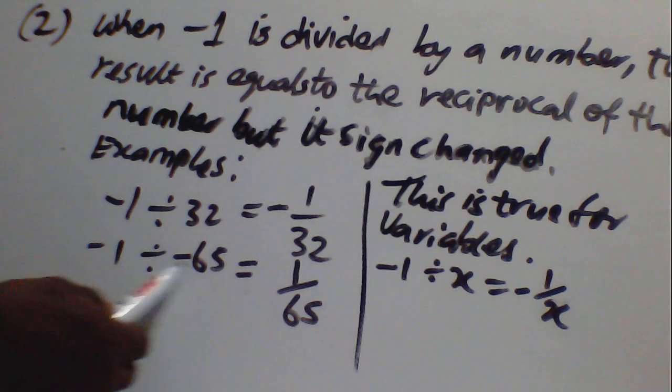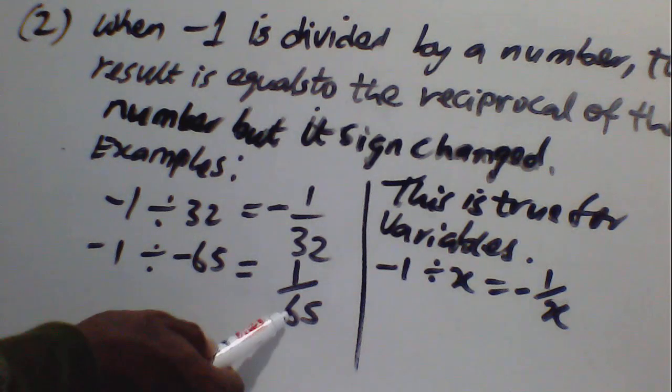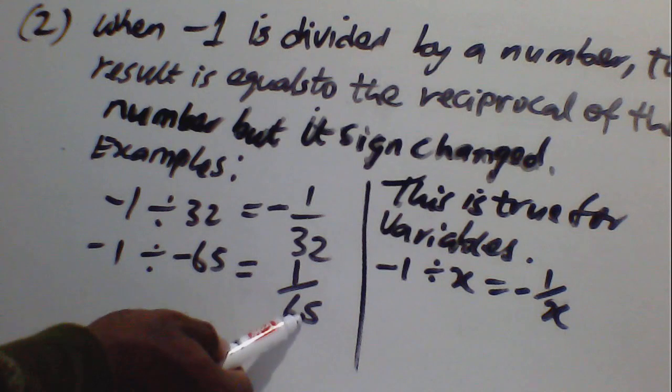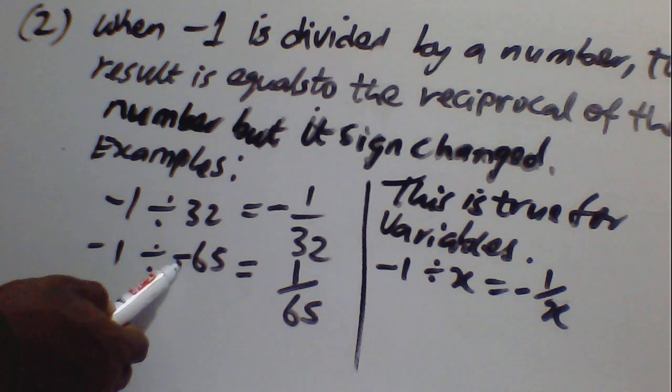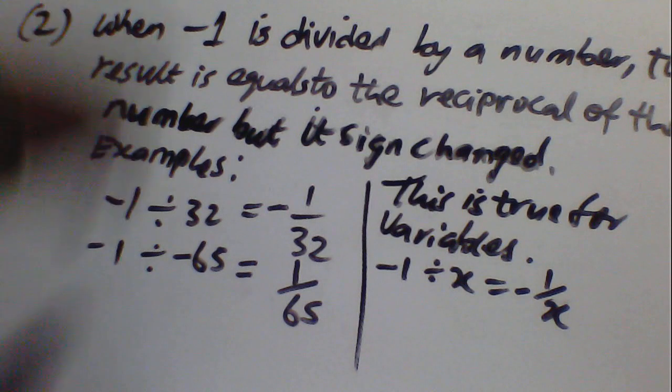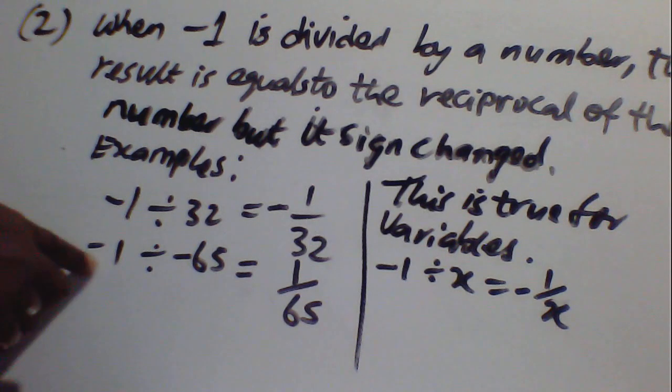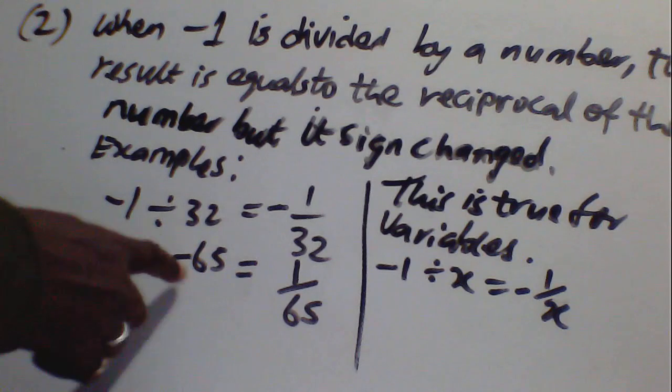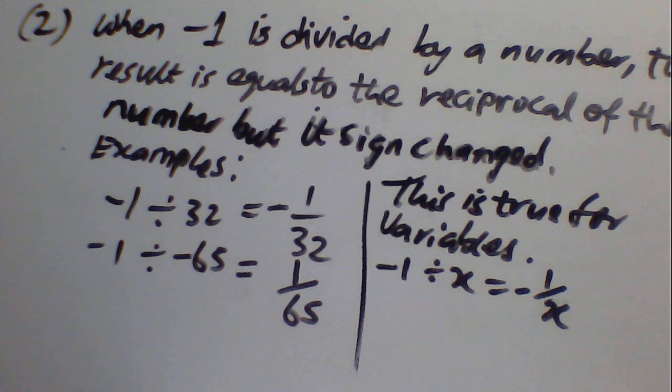Minus 1 divided by minus 65 is 1 over minus 65, but because it's minus, the sign changes to plus, only when it is minus 1. So this will also aid you when you are solving other higher numbers that have the same sign with 1. So it will also be affected. Do you have any questions?